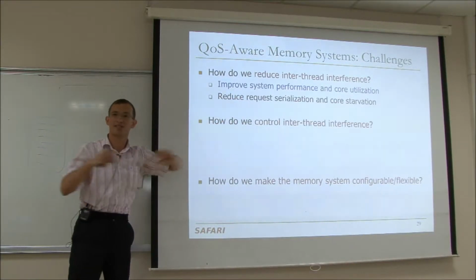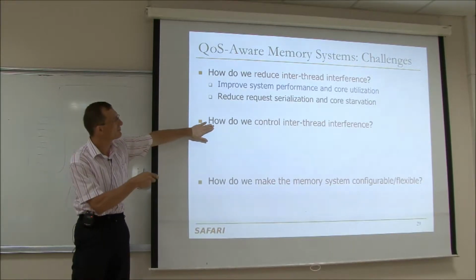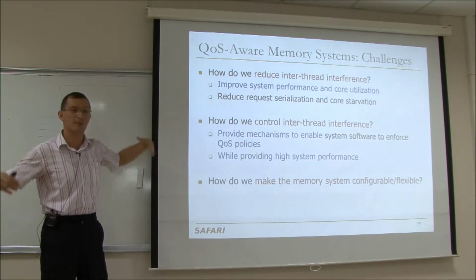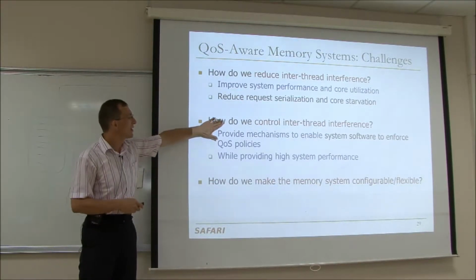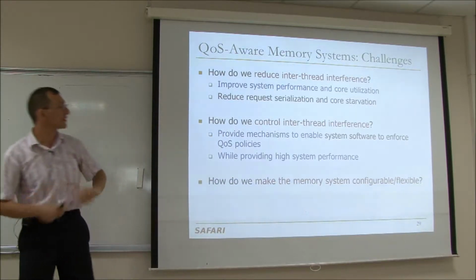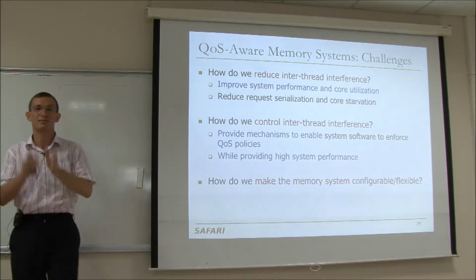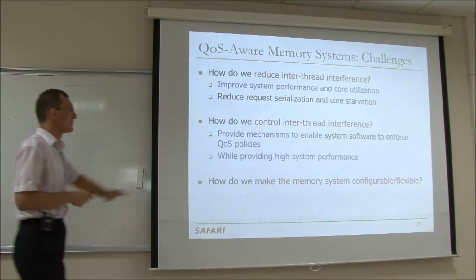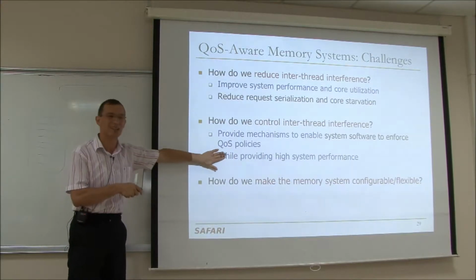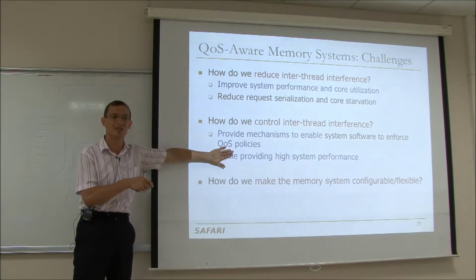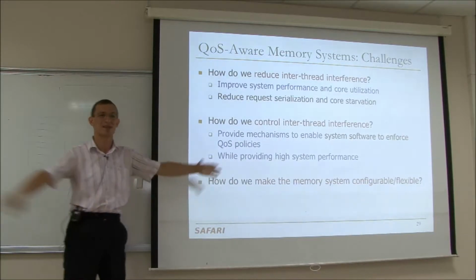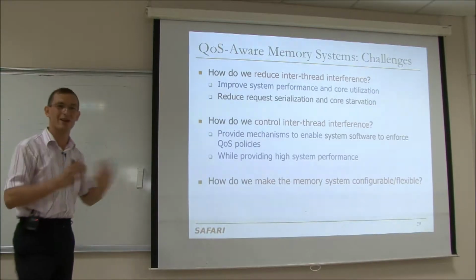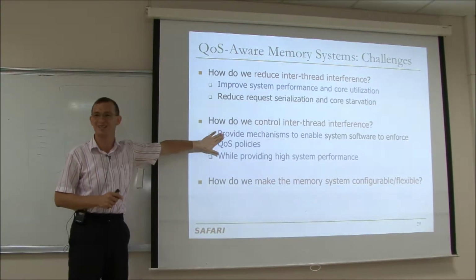Second is, how do we control this inter-thread interference? You can think of this as inter-core interference also. But this happens in any kind of multi-threaded system where threads share the memory system. How do we provide mechanisms to enable the system software to enforce quality of service policies? Maybe we want system software saying, I don't want this application to be slowed down by more than this much. Right? All the while providing high system performance. This is key, right? Because it's really easy to control inter-thread interference if you don't care about performance. You design a 1,000-core system and you run only one core. And you provided all kinds of fairness and predictability, but that's not interesting, right?